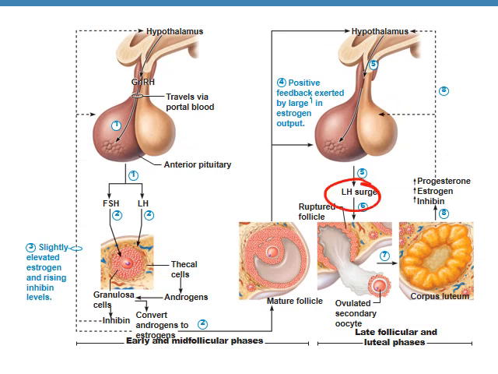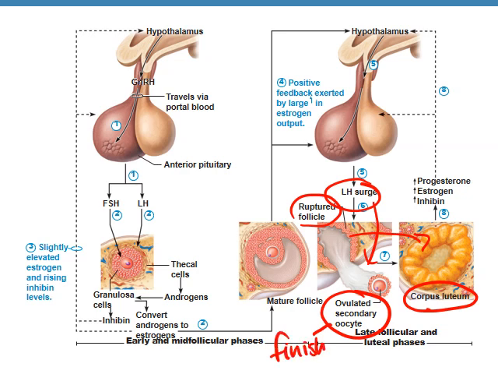So we were here at the LH surge. We see the ruptured follicle cells turn into the corpus luteum. We see our ovulated secondary oocyte that was triggered by that LH surge. And remember, this secondary oocyte has finished meiosis 1.